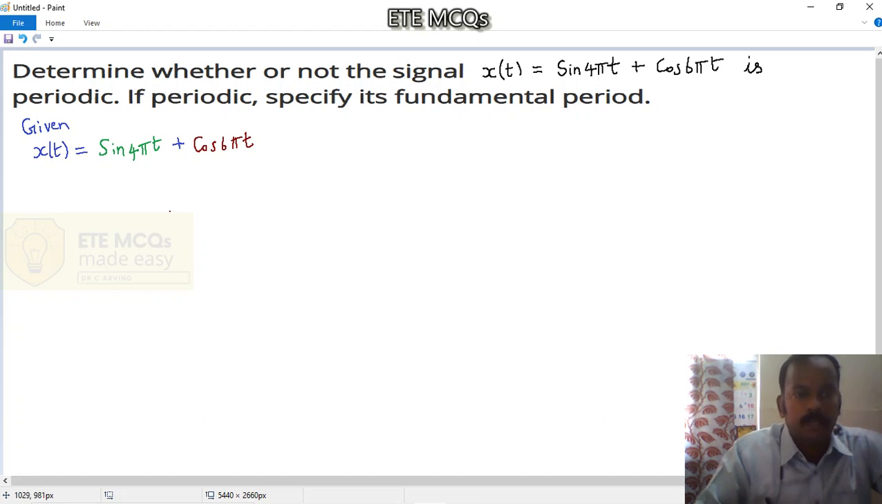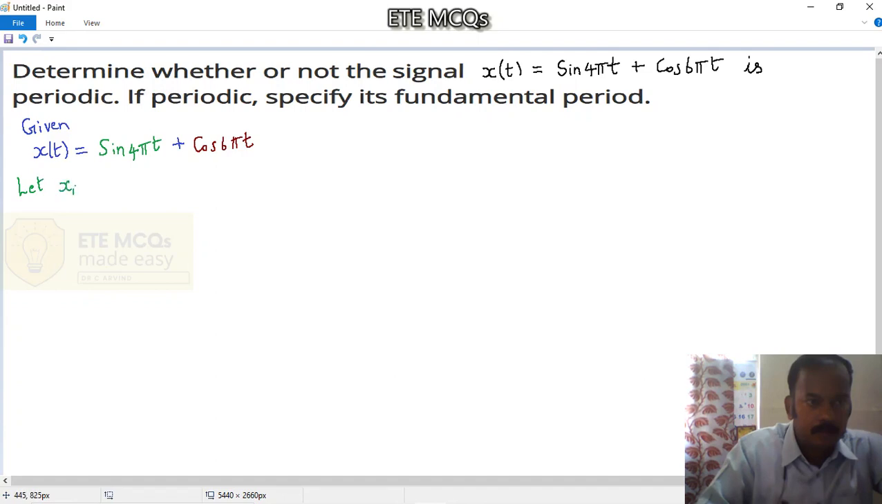Now we need to find the fundamental period of the first signal and the fundamental period of the second signal, and then finally if both the signals are periodic, each will have a fundamental period. Then we need to find a common period for both the signals. That will be the overall fundamental period, provided sine 4 pi t and cos 6 pi t are periodic.